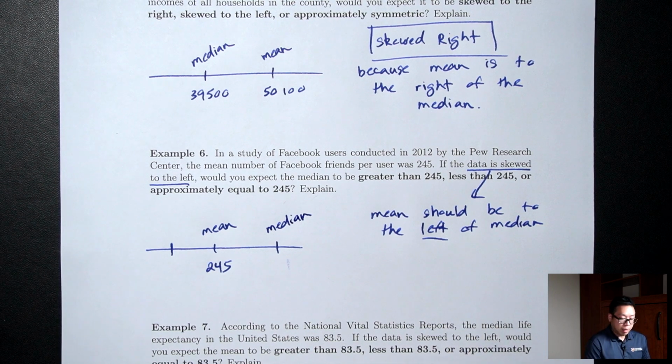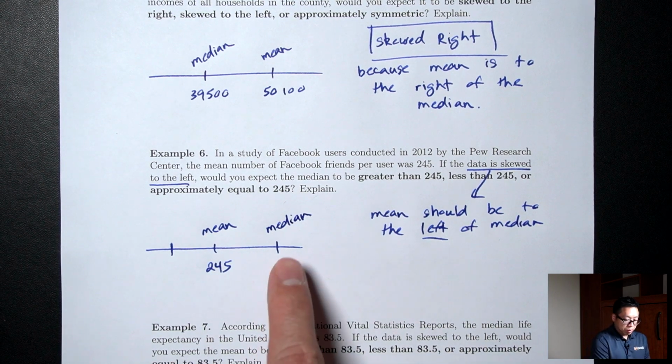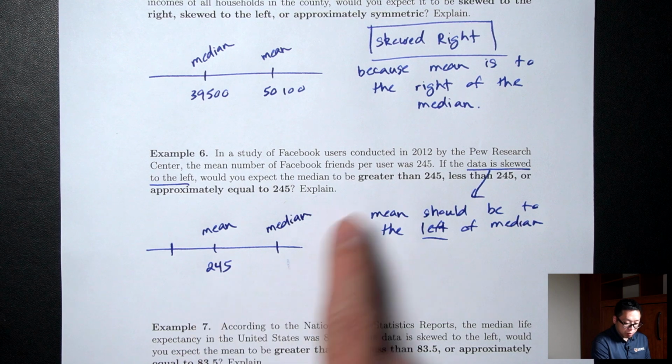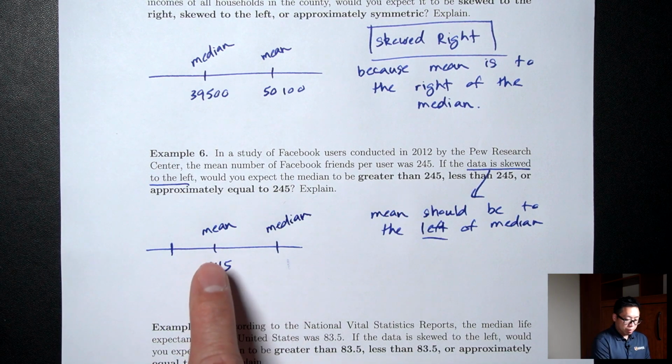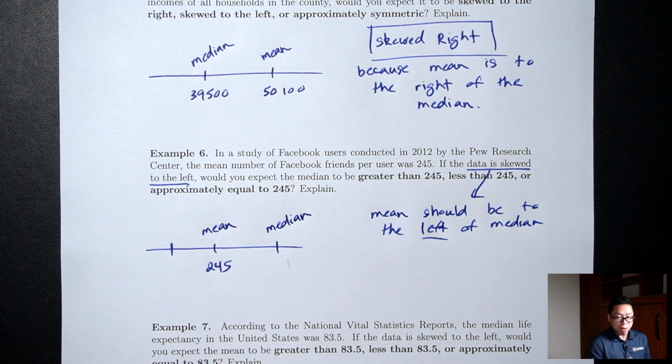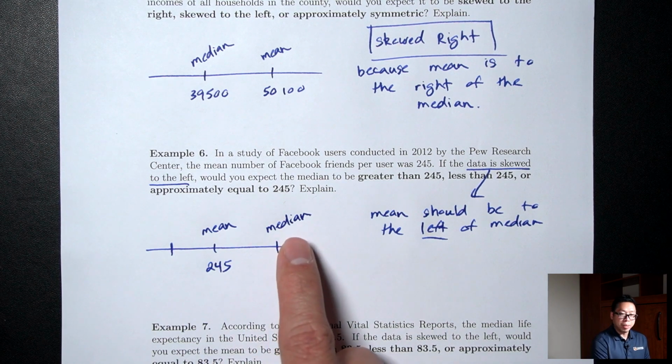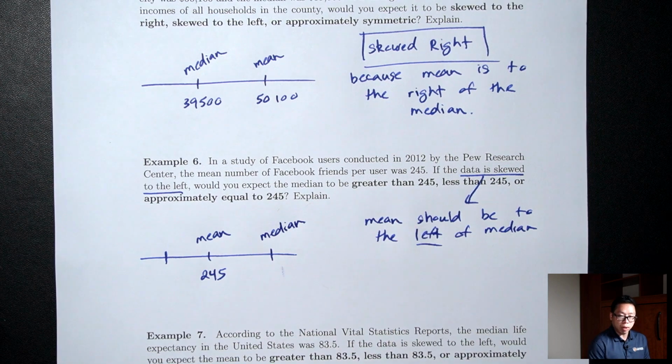And what does this mean? Median, is it greater than 245, less than 245, or equal to 245? Well, the median is to the right, and to the right means bigger. The median will be bigger than 245.